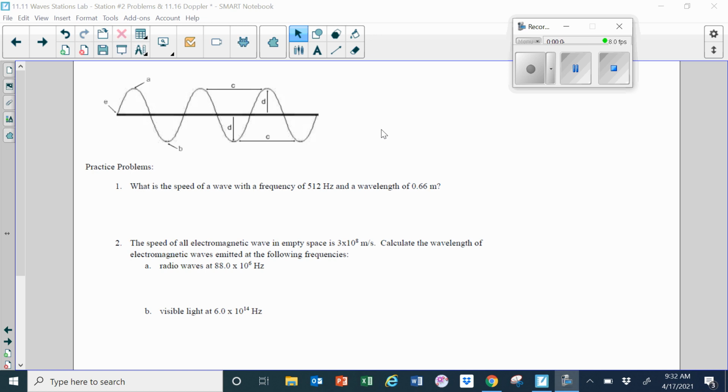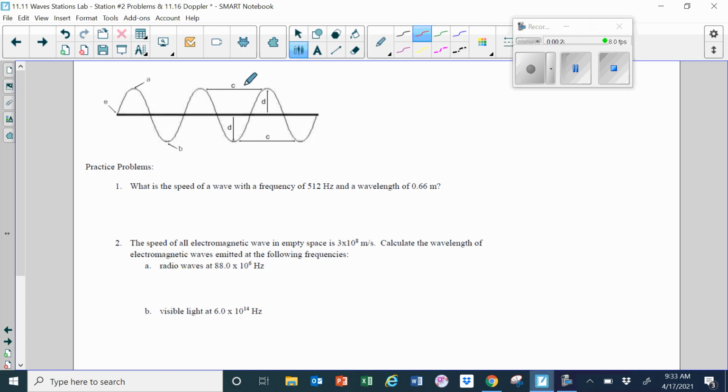Okay, this is Station 2 of the Wave Stations Lab, and I want to talk a little bit about how to solve wave equation problems so that you understand how to do that. They're relatively simple, but you have to remember a few things. At the top of this, I put a wave just to show a couple things. I'm not going to go through the whole thing, but I do want to highlight a couple things.